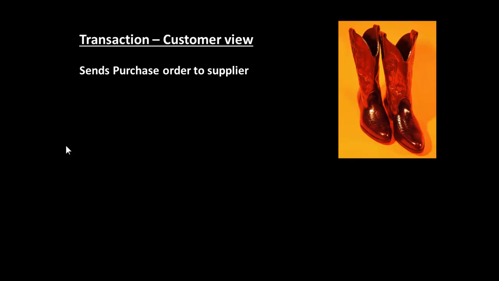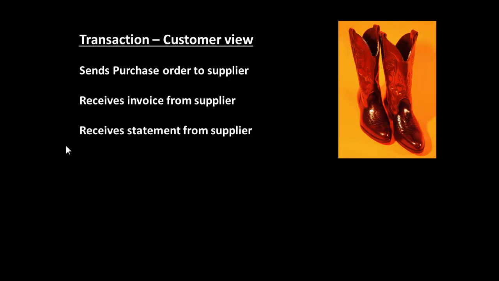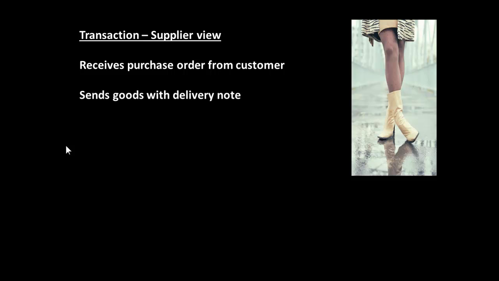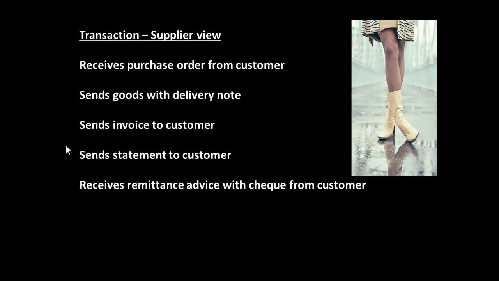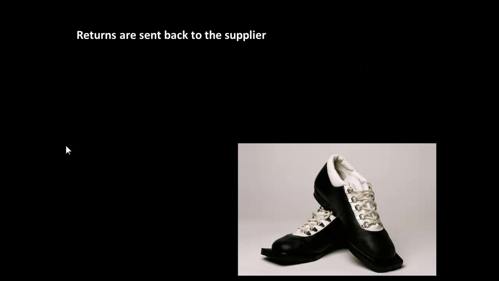So from the customer's viewpoint, the purchase order is sent to the supplier, an invoice is received, a statement is received, and the Remittance Advice with a check is sent back to the supplier. From the supplier's viewpoint, they receive a purchase order, they send the goods with a delivery note, they then send out an invoice to the customer, and then they will send a statement to the customer, and they will receive a Remittance Advice with a check from the customer. So that's a typical pattern with a credit purchase.